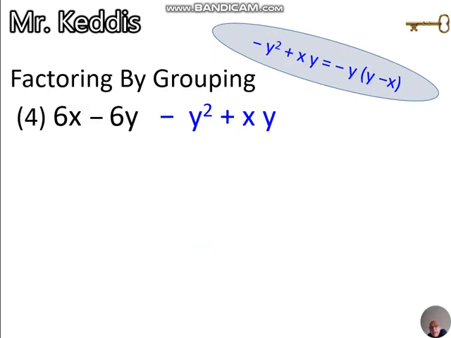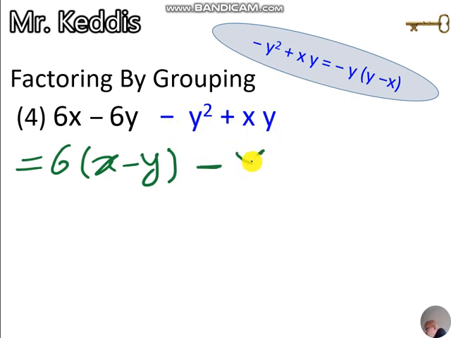To factor 6x minus 6y, I take 6 as a common factor. Equal under equal. You have 6 as a common factor. X minus y. You have negative y squared plus xy. Here y squared, here y. I take negative y as a common factor. Negative y times y, I get negative y squared. Negative times negative to get positive. And here x, negative y times negative x, I get positive xy.